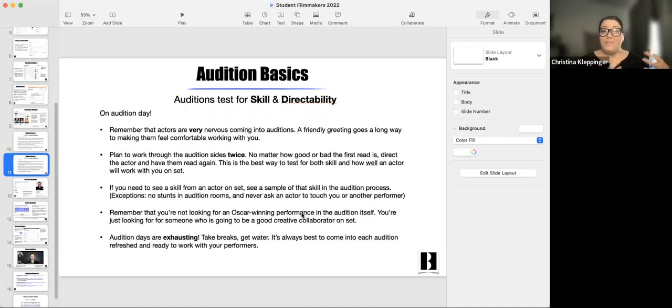But if it's an instrument, give them a heads up when you send them the audition. Say, we want to see you play the cello. We want to see you sing. We want to see you speak French in the audition room. So just be prepared to do that on the audition day. If not, have them send you a sample.